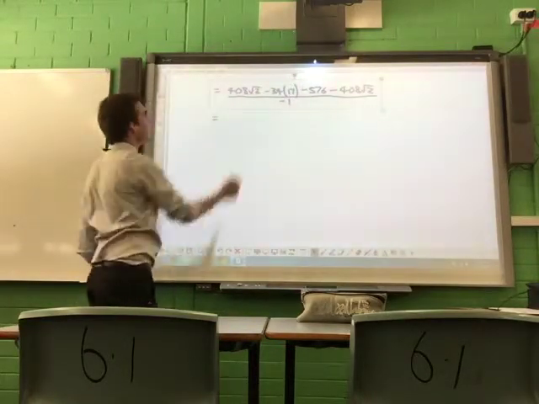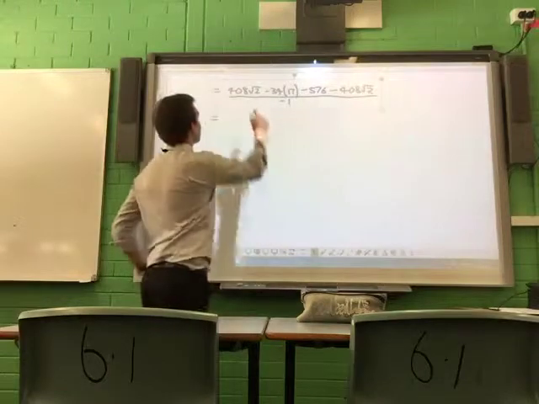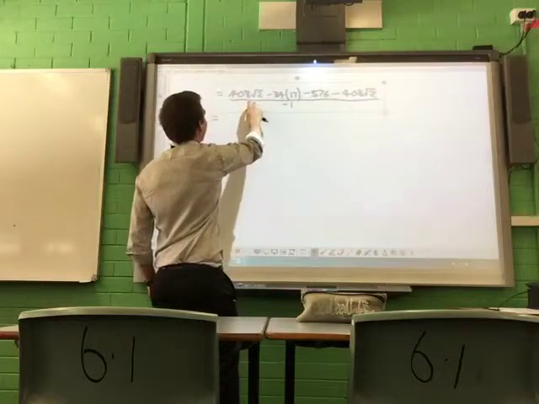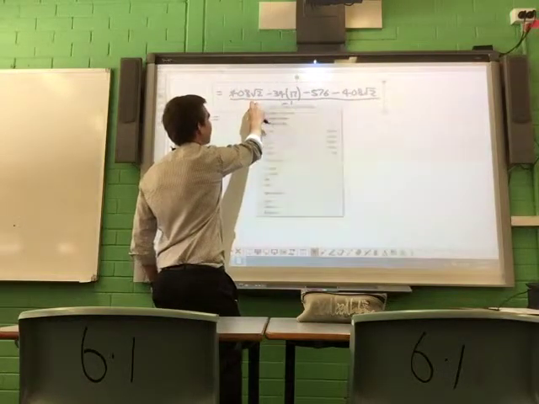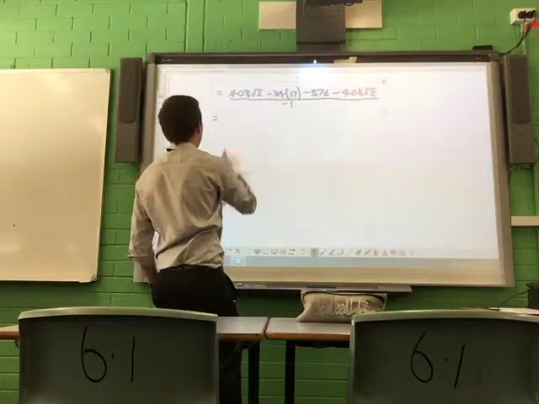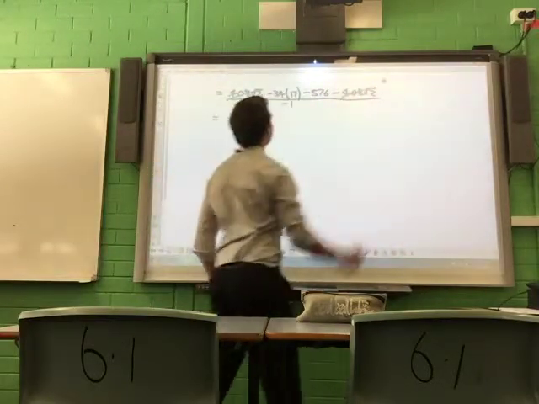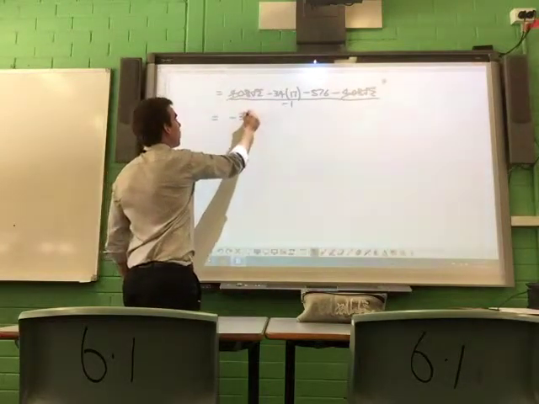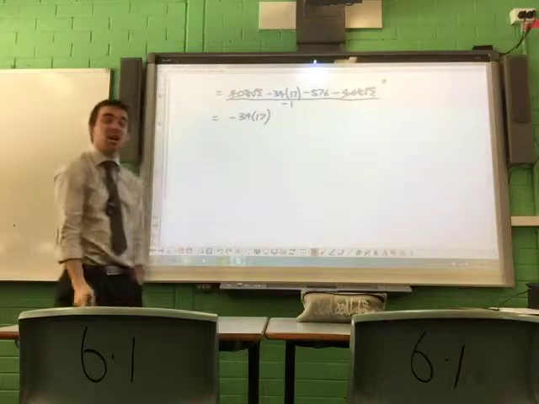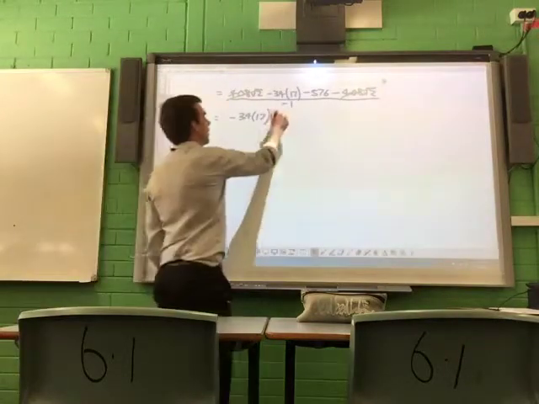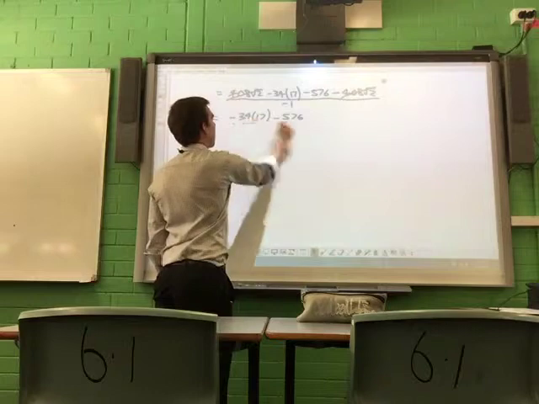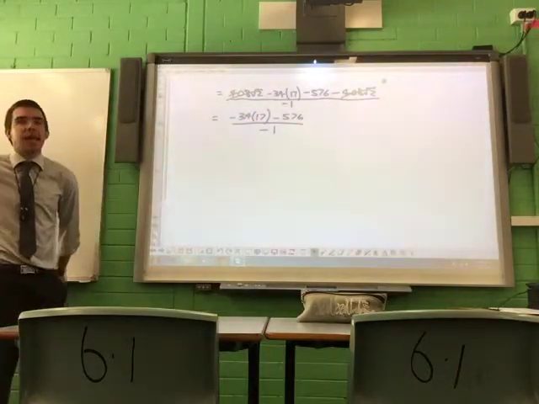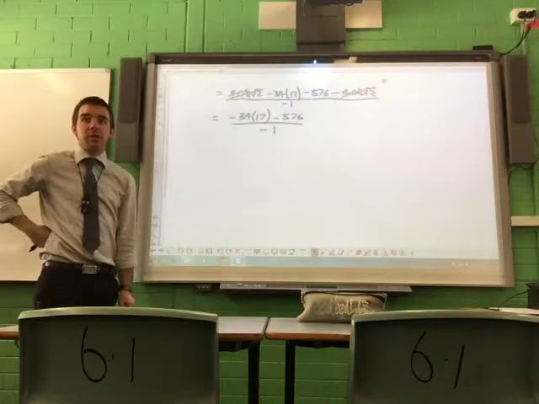Okay, so equals. Again, this will cancel: 408, take away 408. Okay, right. So equals negative 34 lots of 17. I don't really care what that is, we don't need to evaluate that. Take away 576 over negative 1. All I'm concerned is that the numerator and the denominator are both going to be integer values.